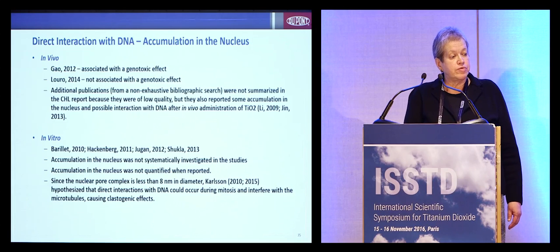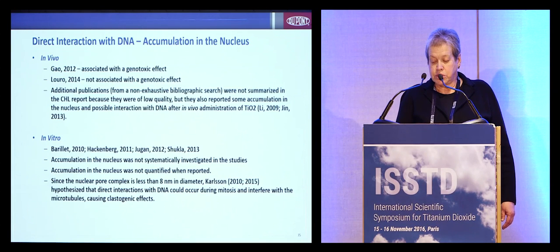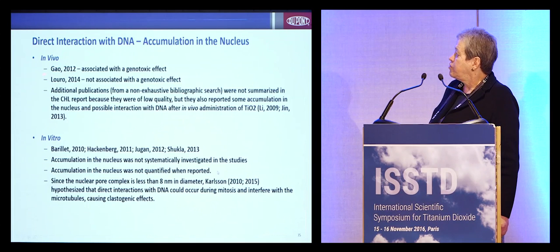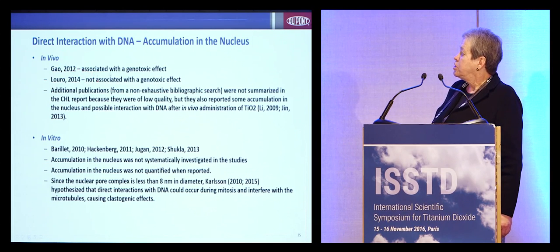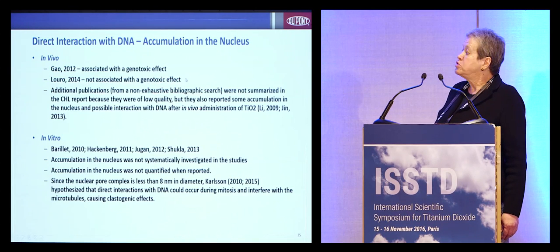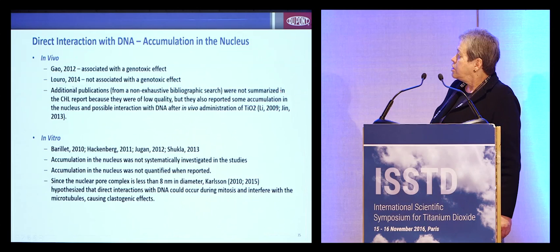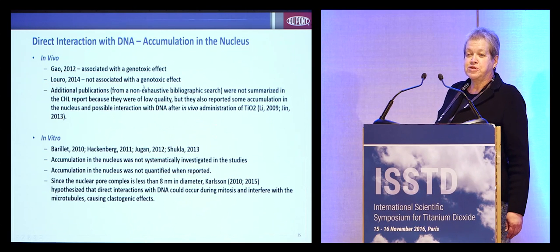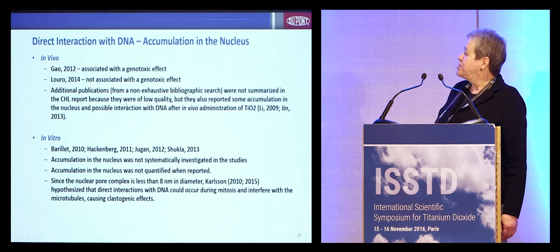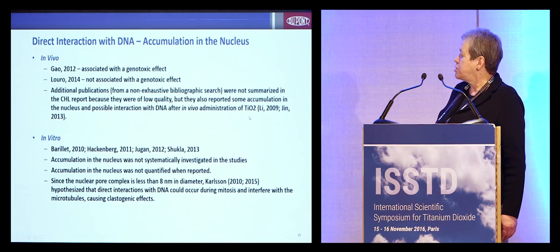The direct interaction with DNA would mean there is an accumulation in the nucleus. For the in vivo studies, Gao et al. saw an accumulation in the nucleus associated with a genotoxic effect. However, Luro et al. did see it, but it wasn't associated with a genotoxic effect. There were additional publications, and I found this kind of interesting because there is actually a statement saying that additional publications were not summarized in the report because they were of low quality, but they also reported some accumulation in the nucleus and possible interaction with DNA after in vivo administration, and these two studies are mentioned.